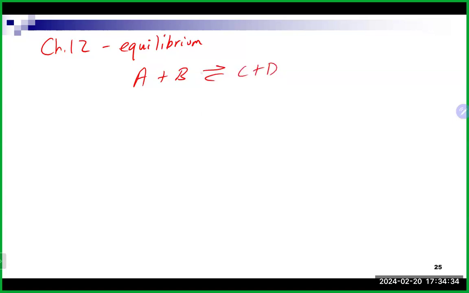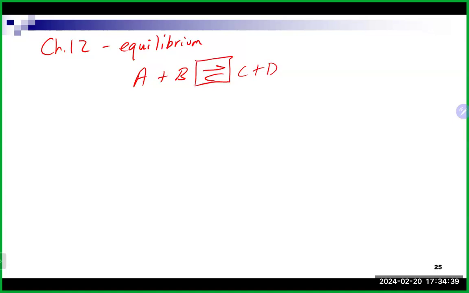Okay, we're going to continue on here with chapter 12, and we were talking about equilibrium. Remember that equilibrium really involves a certain type of reaction, which, as we talked about, is a reversible reaction, where we basically have arrows heading in both directions.